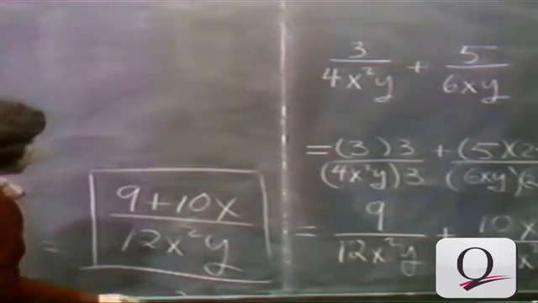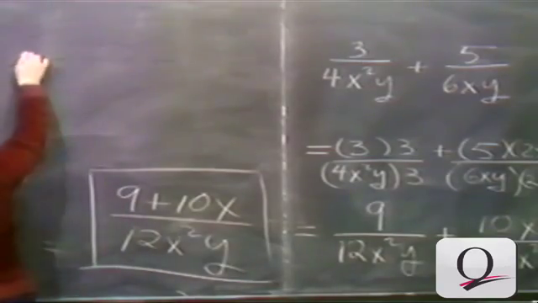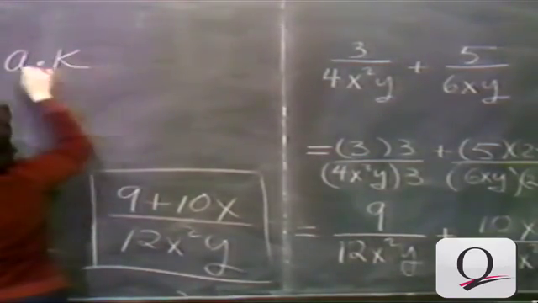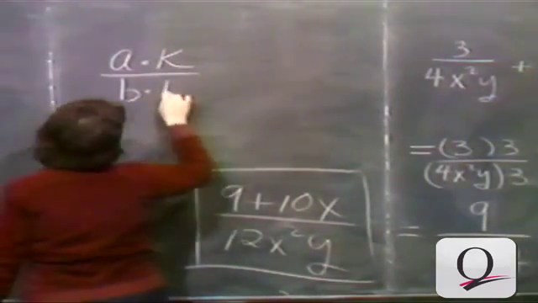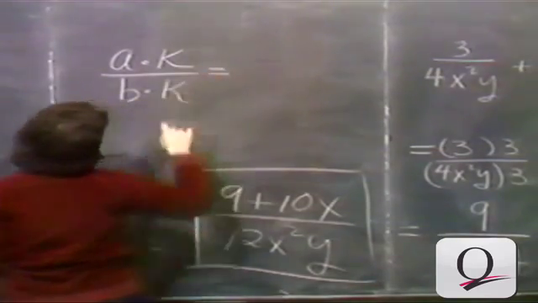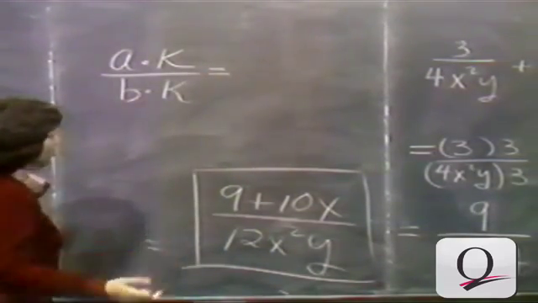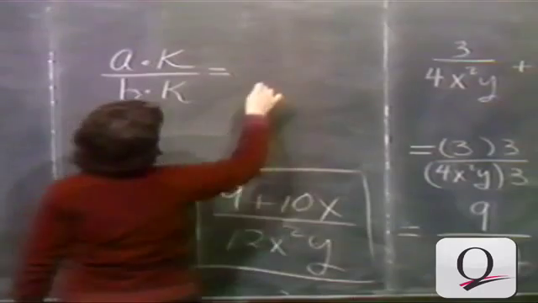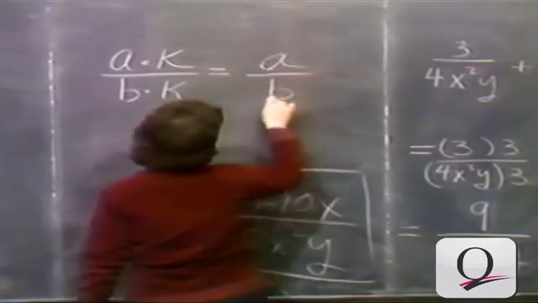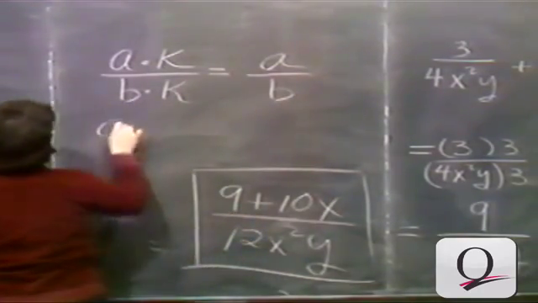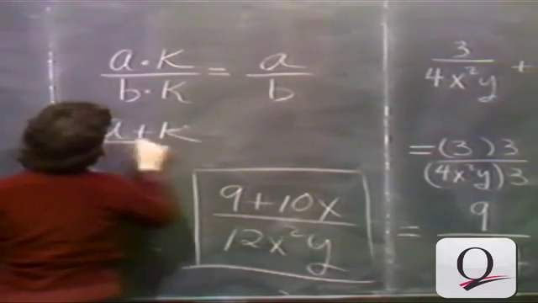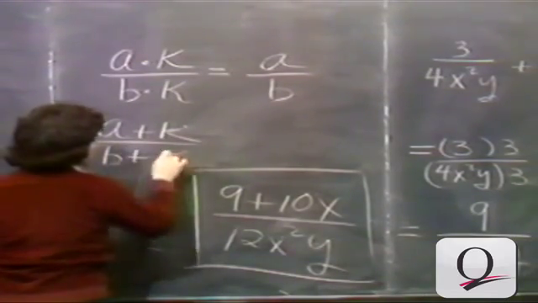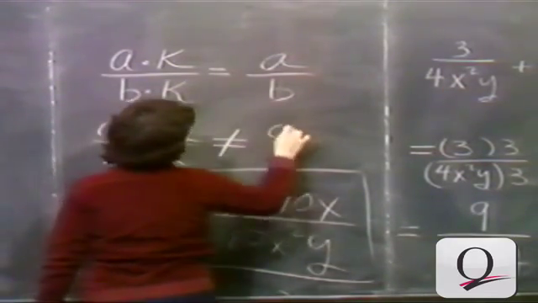The fundamental principle, let me remind you, says that if you have a times k over b times k, it's perfectly okay to divide top and bottom by k, assuming b and k are not 0, and get a over b. That's legitimate. It does not say that a plus k over b plus k is a over b.